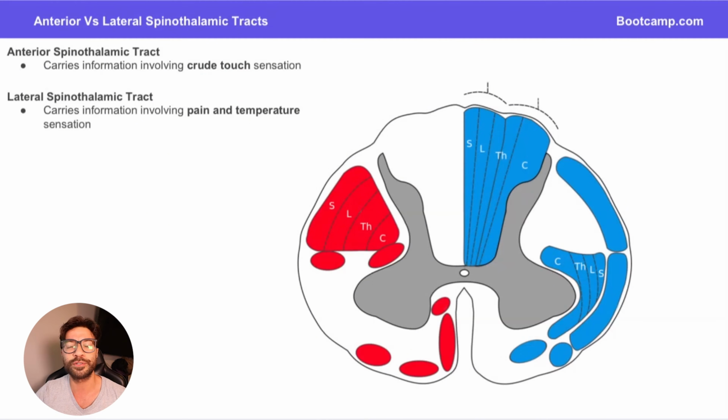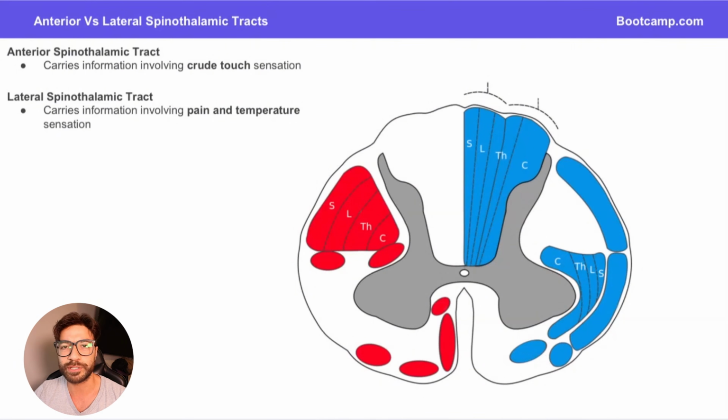And this is similar to the anterior and lateral corticospinal tracts. Remember, the lateral corticospinal tract carried motor information for fine motor movements, and the anterior corticospinal tract carried information for more gross movements of the trunk and upper limbs. Think of the anterior corticospinal and the anterior spinothalamic carrying similar types in the sense that they carry more gross, general types of information. And in the case of the anterior spinothalamic tract, it's crude or gross touch. So it's general touch sensation that you would feel on your body.